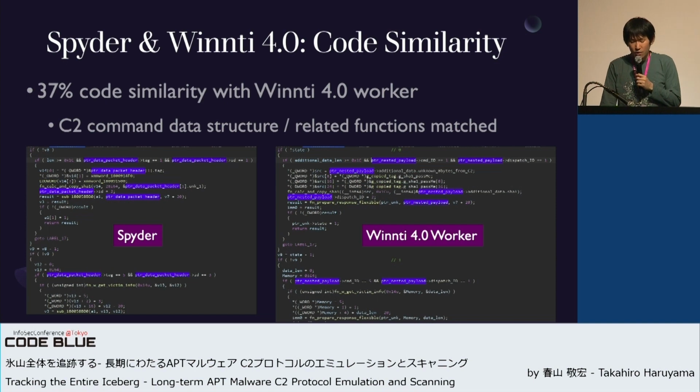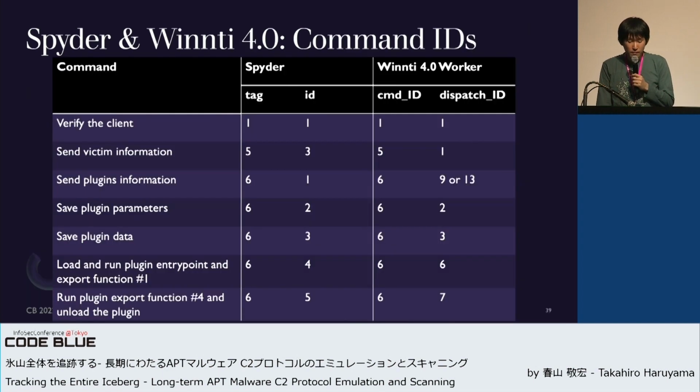By the way, Spider contains a code handling the same C2 command data structure as WinNTI version 4 worker. It has 37% code similarity. So I got interested and analyzed the command IDs of both malware. The C2 command is decided by a combination of 2 constant values. In the Dr. Ives Spider report, they call tag and ID. And in my analysis, I call command ID and dispatcher ID.